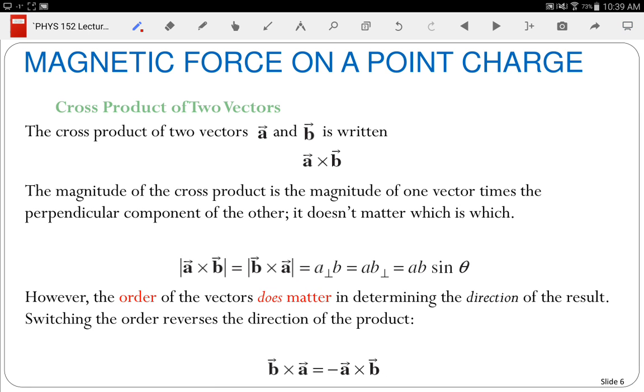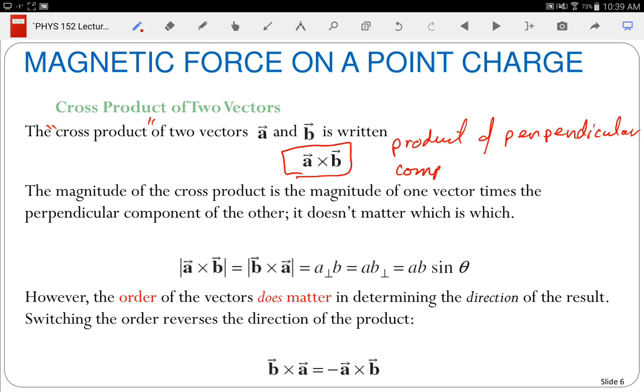Now the direction. So a review of cross products. We covered these first semester, but a lot of people didn't remember them from their algebra classes, or it would be linear algebra, and probably don't remember from first semester or second semester. So this here is how we write a cross product, and it means the product of perpendicular components with direction.